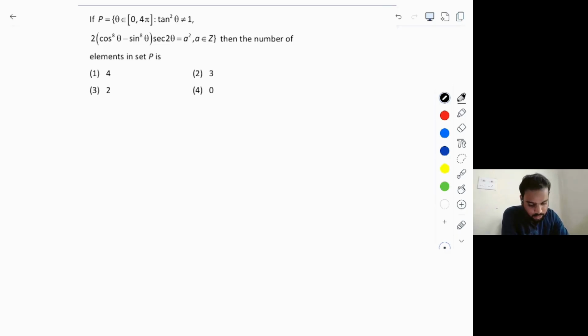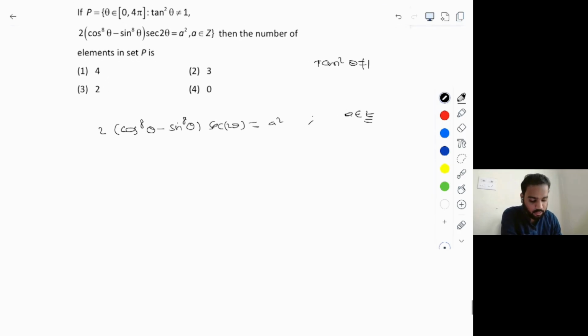So here there is a set P which has values theta belonging to the closed interval 0 to 4 pi. And also it has to satisfy two conditions here. That is tan square theta is not equal to 1. And more importantly, we have the condition 2 into (cos power 8 theta minus sin power 8 theta) multiplied by secant of 2 theta is equal to a square, and more importantly here a belongs to integers.